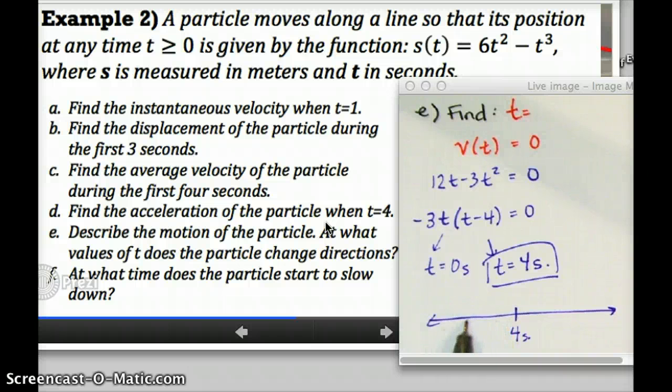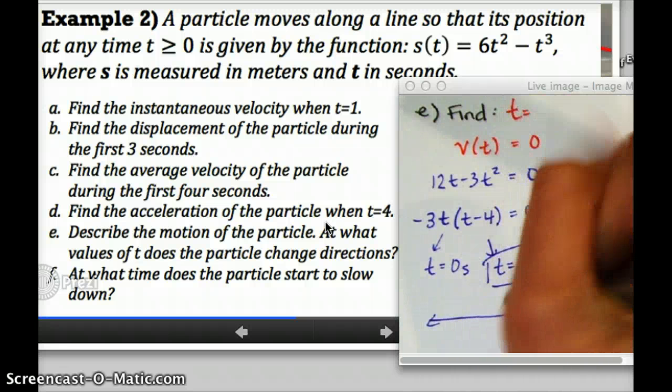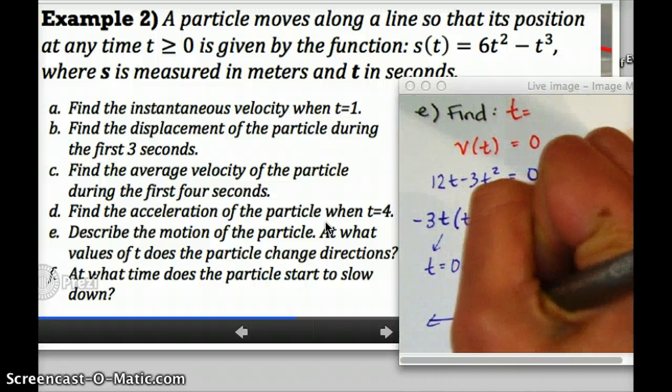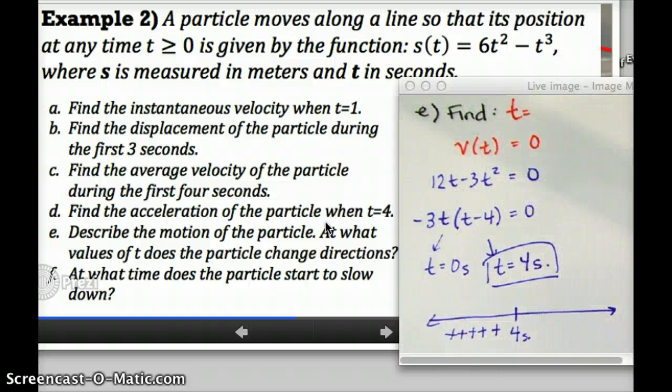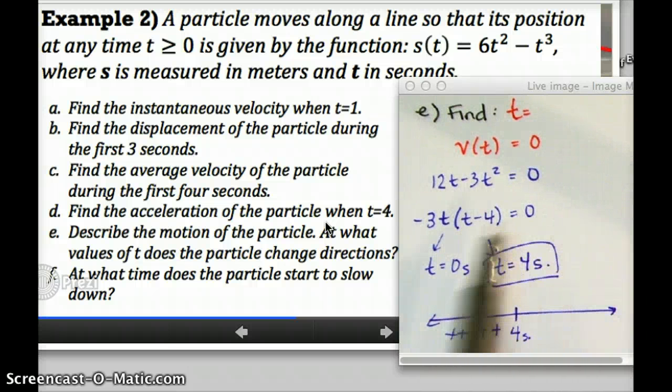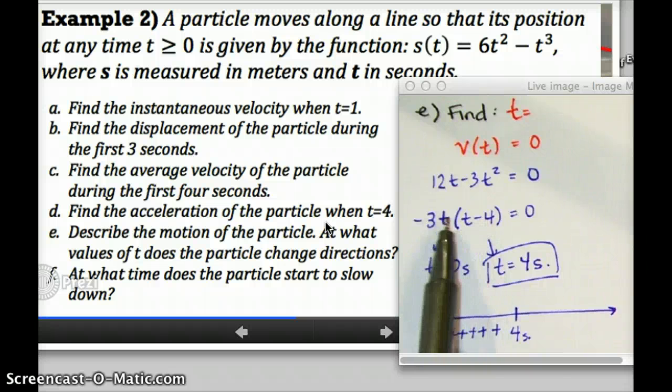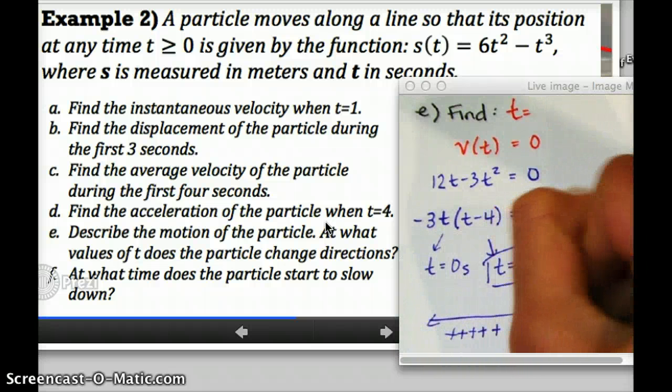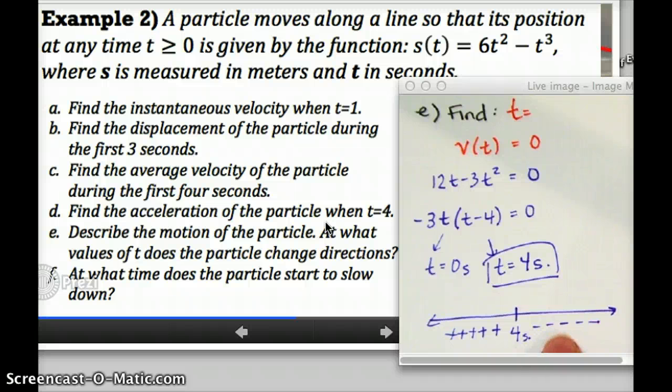So if I plug in 1, for example, into my derivative function, this is going to be negative 3 times another negative 3, which is going to be a positive number, which means the derivative before 4 seconds was positive. In other words, the particle was moving away from where it started. And then after 4 seconds, if we test 5 and plug in 5 here, this would be positive 1, this would be negative 15. The derivative is negative, which means it turns around to move back towards where it started.